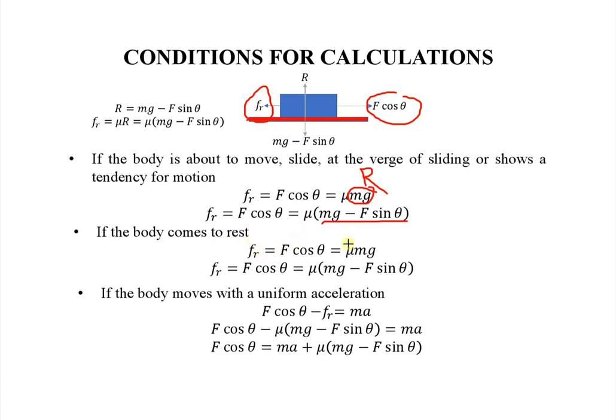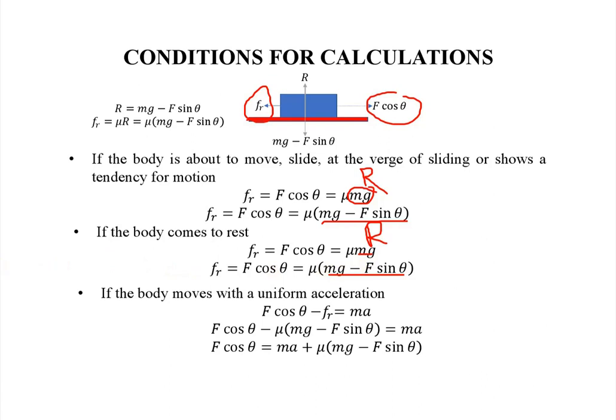Now, if the body is at the point of sliding, we have the force moving the body, F cos theta, equal to the frictional force. Now, how do we define the frictional force in this case? We have said that the frictional force is mu R, not mu mg. Mg here becomes R, as R becomes mg minus F sine theta. Take note of that. It is not mu mg, but mu R, where R is mg minus F sine theta.